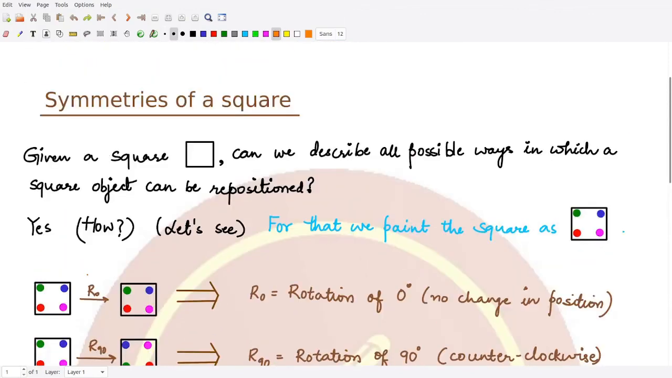Now in the next video, we will be seeing how we can apply different operations onto these different squares with different operations that we have defined.